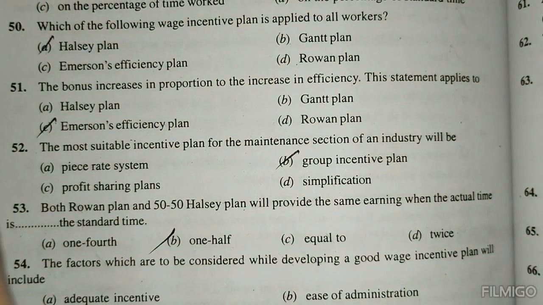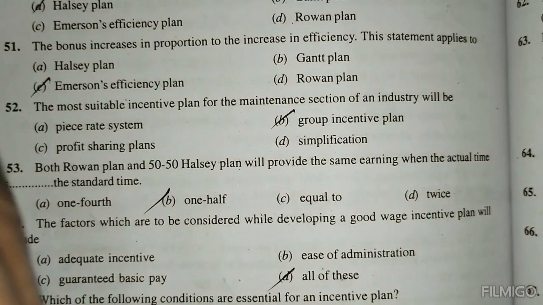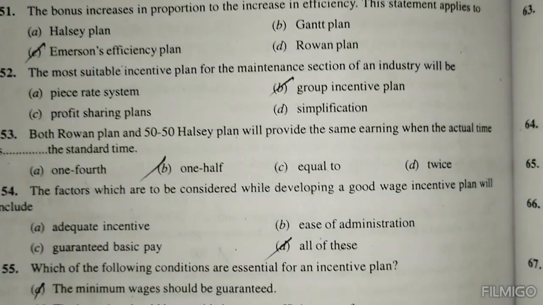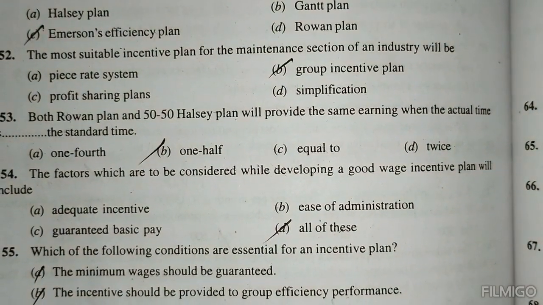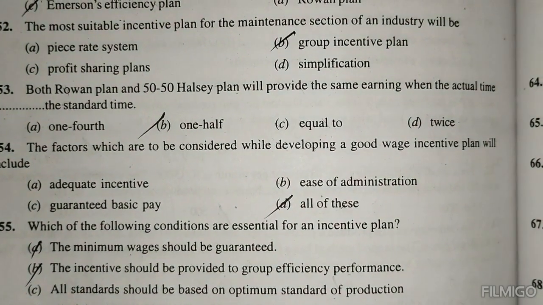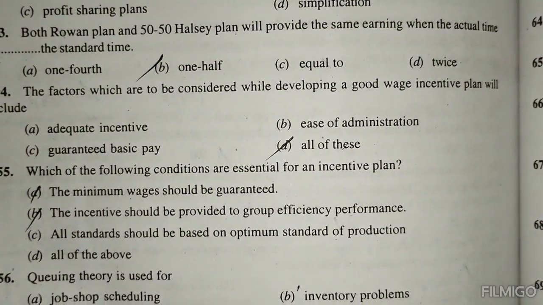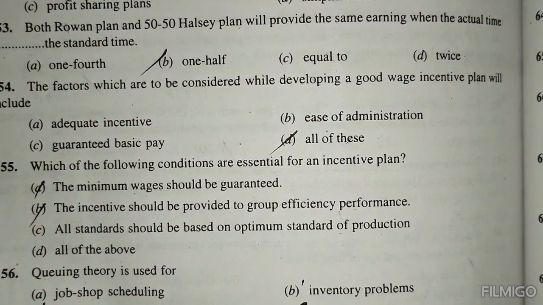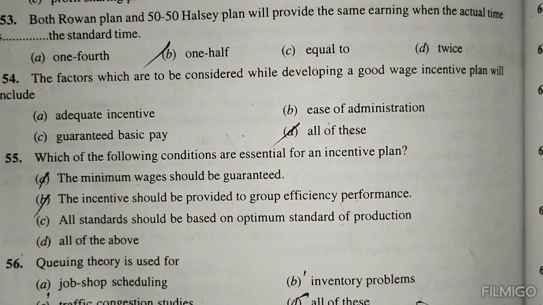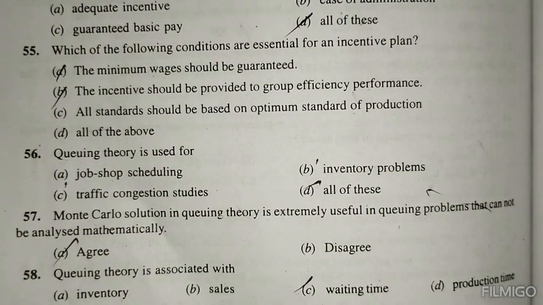The most suitable incentive plan for the maintenance section of an industry will be a group incentive plan. Both the Rowan plan and the 50-50 Halsey plan will provide the same earning when the actual time is the standard time. One of the factors to be considered while developing a good wage incentive plan includes all of the above. Which of the following conditions are essential for an incentive plan? A and B also. The minimum wages should be guaranteed. The incentive should be provided for group efficiency performance.